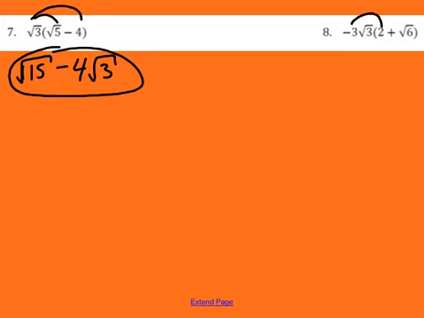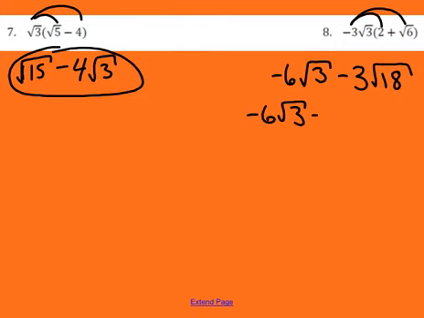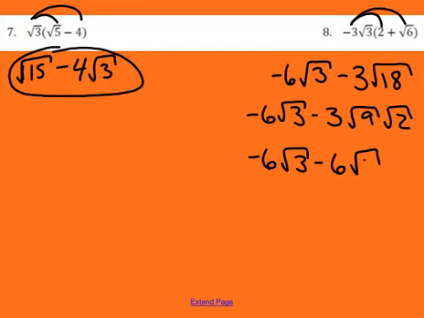So negative 3 times 2 would be negative 6. I don't have a square root behind this, so square root of 3 is going to be the same. Negative and a positive is going to be a negative. It would stay 3, and this would be square root 18. Now we've done square root 18 a few times. Alright, that's going to be probably square root 9, square root 2. I like to write it as negative 6 square root 3 minus 6 square root 2.